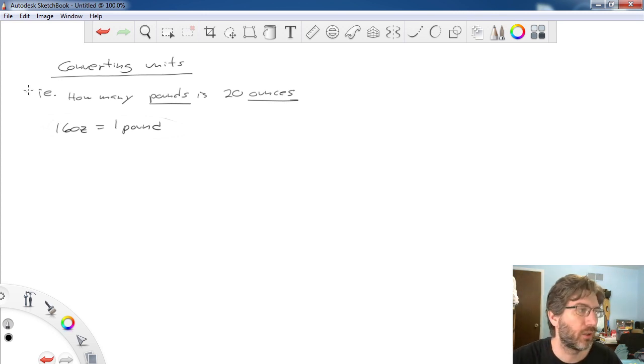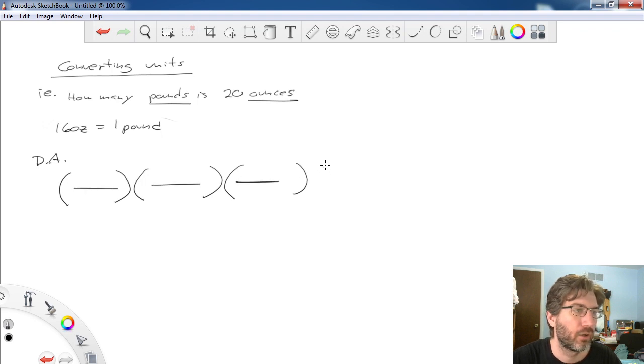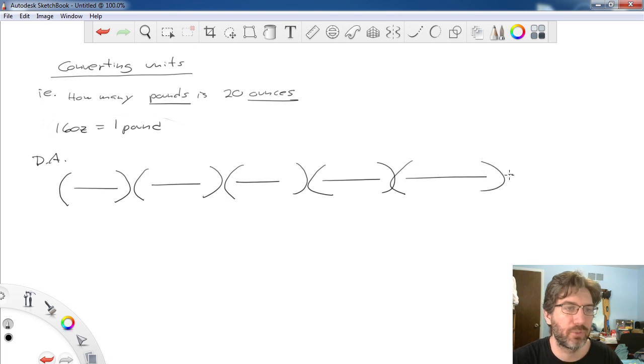Dimensional analysis is always going to be set up the same way. It's always going to be a whole bunch of fractions multiplied by each other. And you don't know how many fractions you actually need, but it's always just multiplying fractions. That's the beauty of this. That's the only math that's really involved. If you can multiply, you can do dimensional analysis. The problem people have is setting it up.